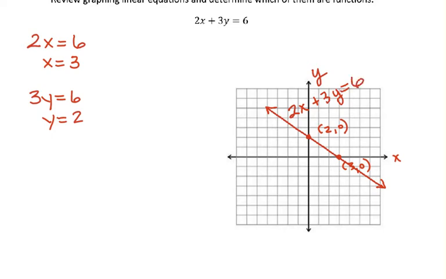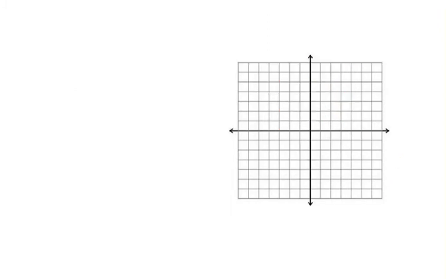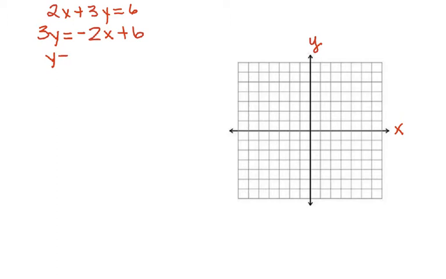Now the second way I want to graph this, 2x plus 3y equals 6, is from slope-intercept form. I'm going to mark my x and y axes first again. This time I'm going to solve for y. So I will subtract 2x from both sides, and I'll have 3y equals negative 2x plus 6. Divide all terms by 3, and I'll get y equals negative 2/3 x plus 2.